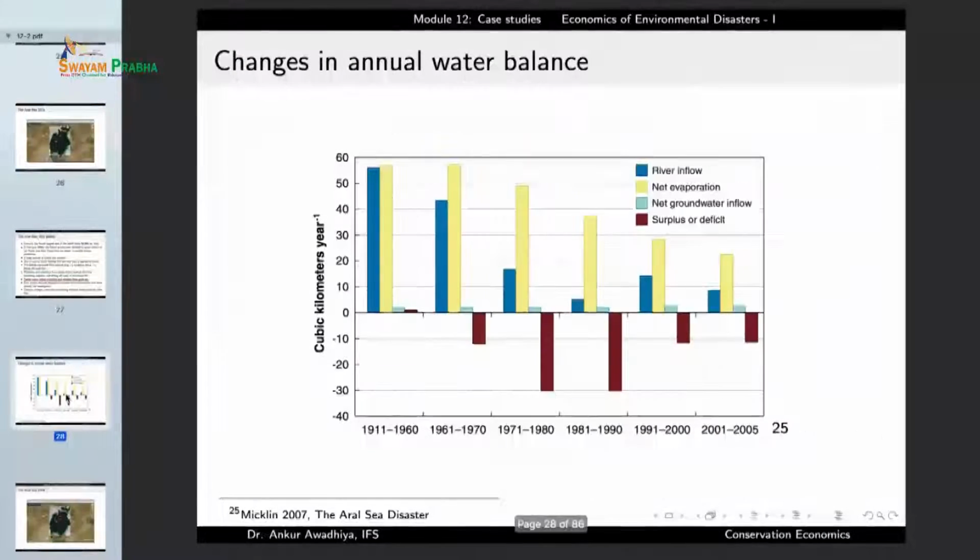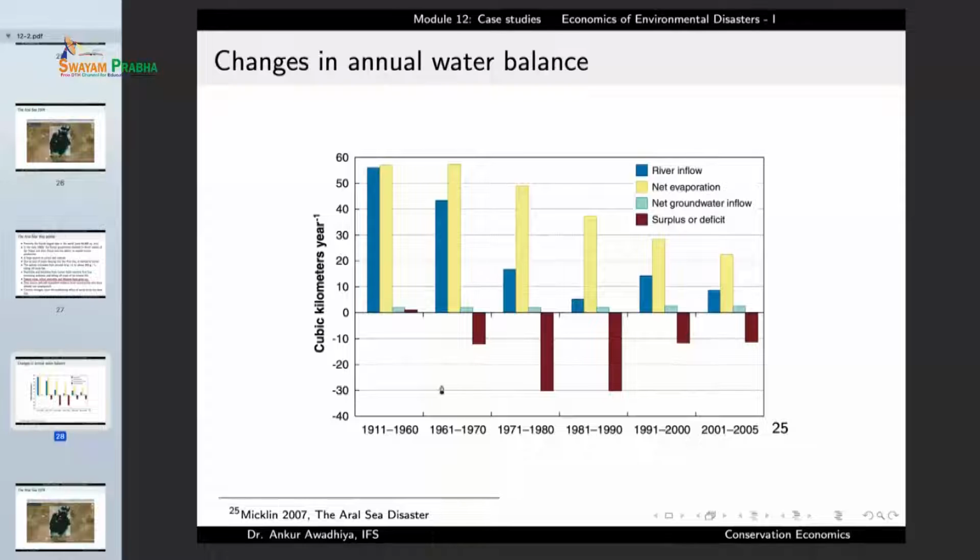So, if you look at the hydrology of this area, the annual water balance changed like this. 1911 to 1960, that is before the expansion of agriculture and before the diversion. The blue is showing us the river inflow, the yellow is showing us the net evaporation. So, roughly, the river inflow is equal to the net evaporation. The area is also getting certain water from the ground, and there is a small surplus. The surplus is very close to zero, so roughly the lake is being maintained at the same size.